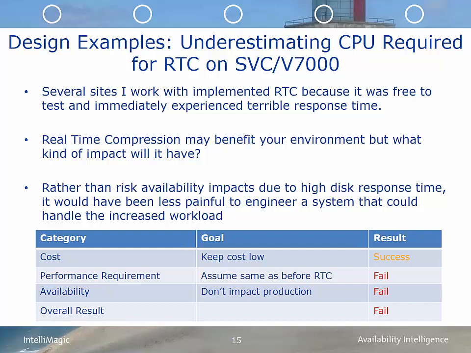So rather than increasing the availability risk, I think it would be much better to plan and engineer those types of feature enablements before you deploy in production. Oftentimes, doing this in a test environment can be helpful, but not everyone has a test environment. So modeling provides a really low risk, low cost way to pursue this goal.